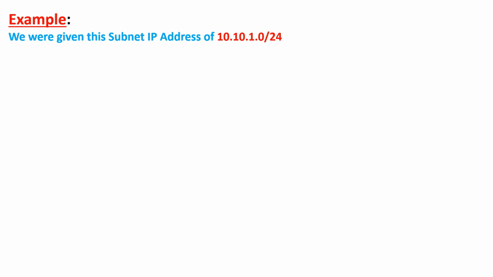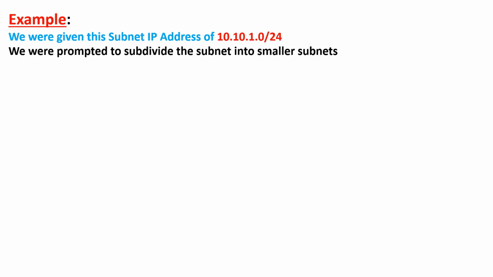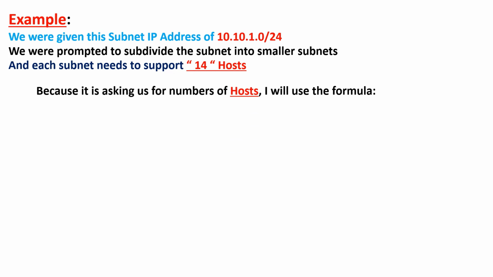We were given this subnet IP address of 10.10.1.0/24. We were prompted to subdivide the subnet into smaller subnets, and each subnet needs to support 14 hosts. Because it's asking us for numbers of hosts, I will use this formula, 2 to the power n minus 2. As we said previously, the minus 2 is one for the broadcast and the other one for the network IP address.